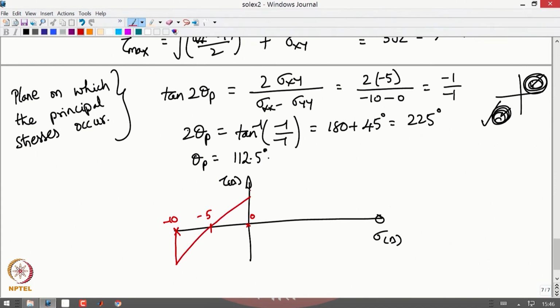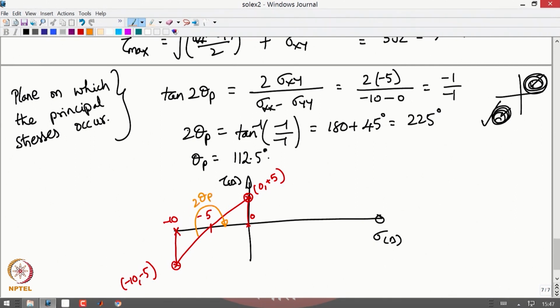So, these are the two stress states that you have: 0 comma plus 5 and the stress state minus 10 comma minus 5. Okay. Center of circle is minus 5, and theta p is 112.5, or a 225 degree rotation. So, now the principal plane is at an angle of 225 degrees, which means I have to go from here all the way to here. This is 2 theta p.